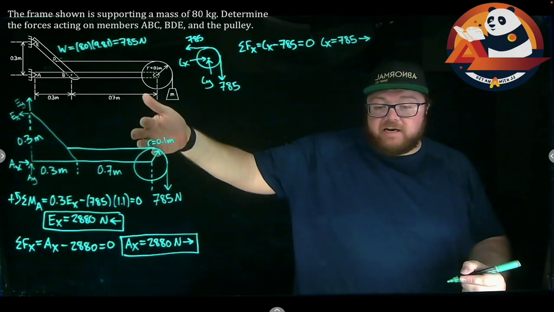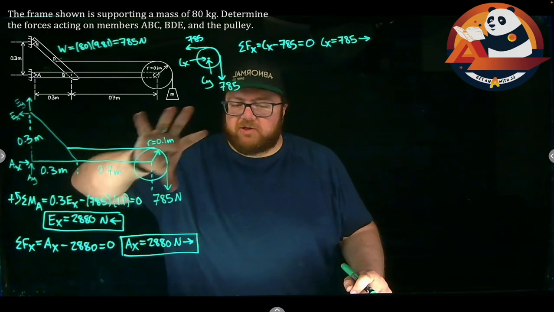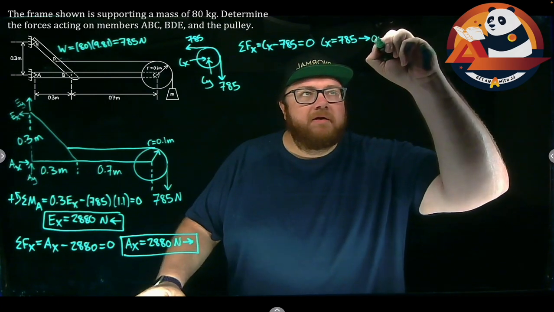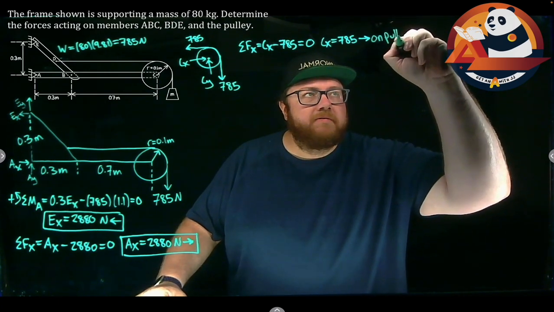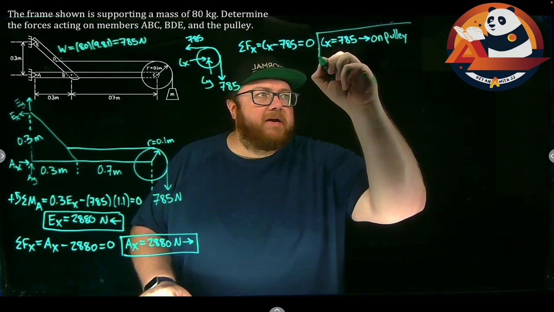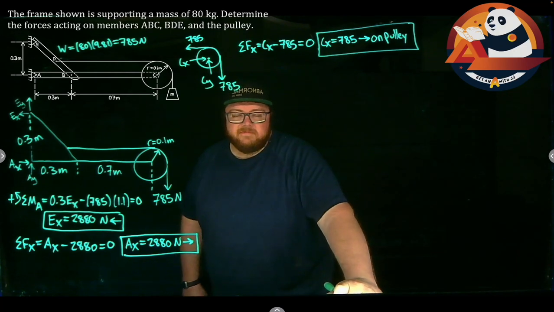But this is an internal connection. It's connecting A, B, C to the pulley. So I want to say on which member? I'm just going to say on pulley to document that one. And that would be my next answer for this. 785 to the right on our pulley.